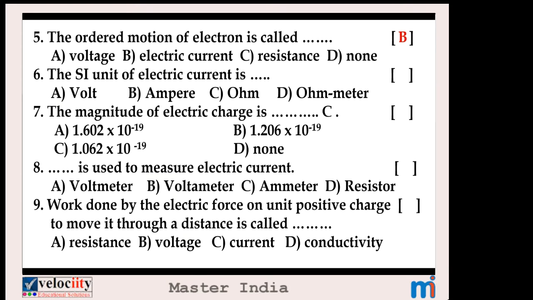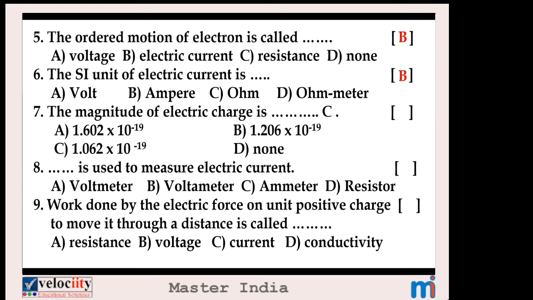Sixth one, the SI unit of electric current is A, volt. B, ampere. C, ohm. D, ohm meter. Correct answer is option B, ampere. SI unit of electric current is ampere.